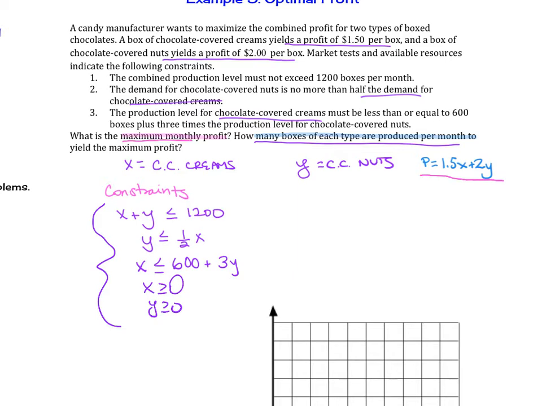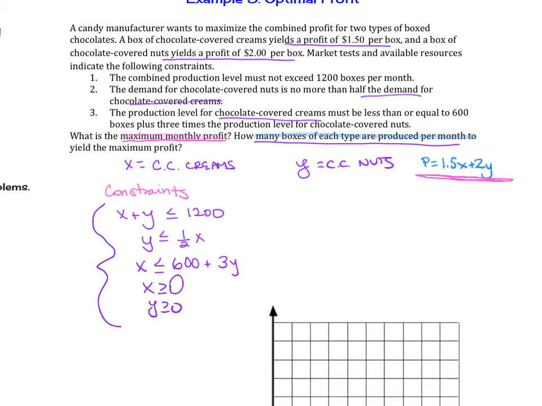Notice that maximum monthly profit helps us with our objective function. Sometimes the hard part is identifying what objective function to write and what the variables are, so maybe this can help you out. Once we do that, we need to graph like we did in the previous lesson, then find the vertices and plug them in, looking for the maximum monthly profit.